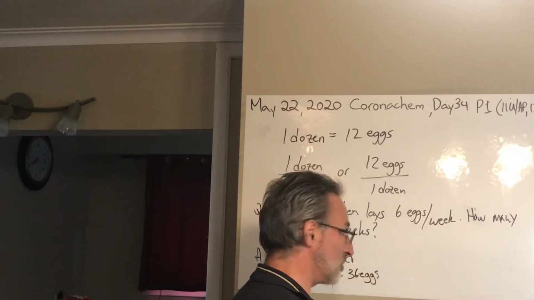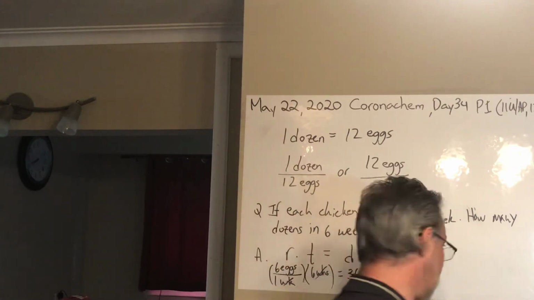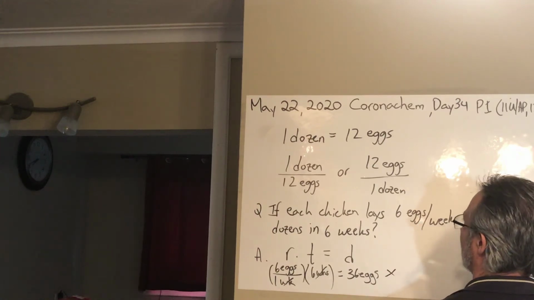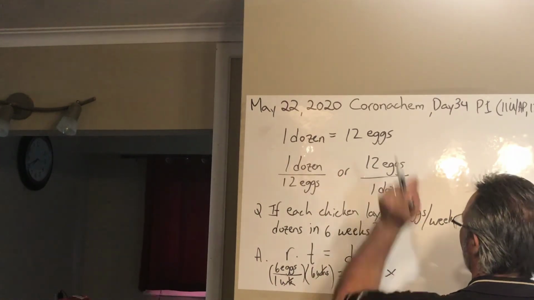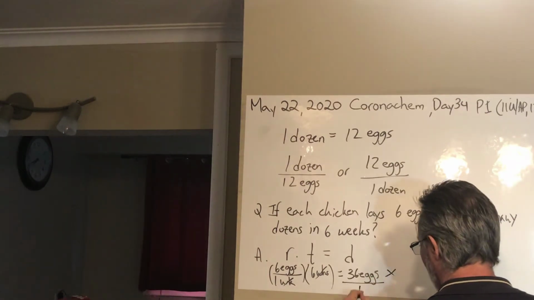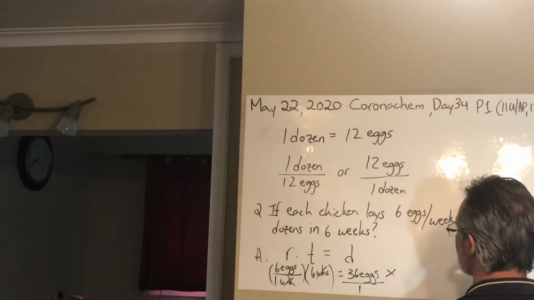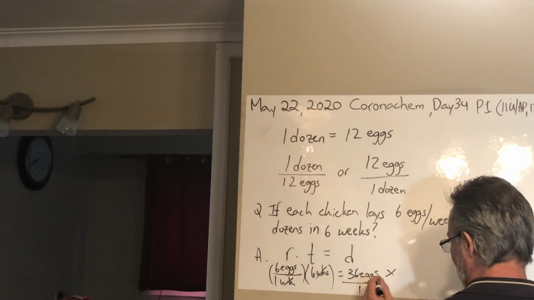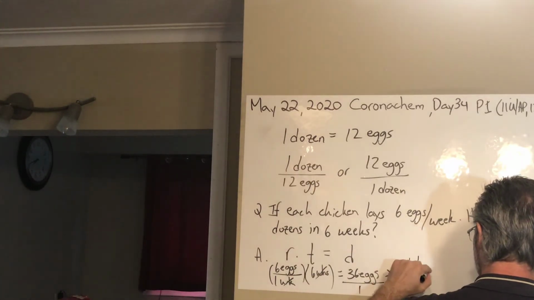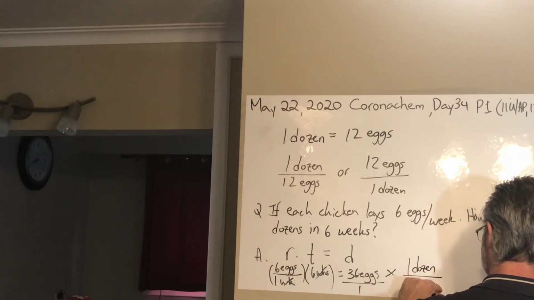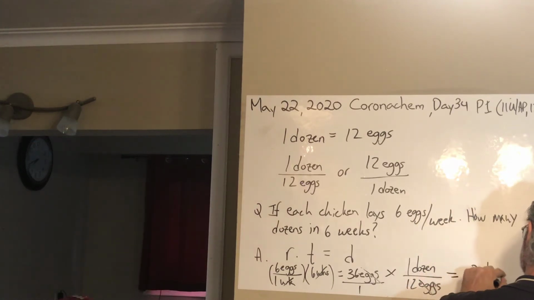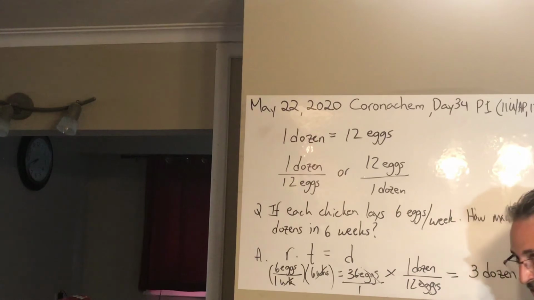Okay, now suppose you were asked how many dozens. Well, 36 eggs times, you got to pick one. Which one are you going to pick? The one where you have dozen on top and eggs on the bottom, or one where you have eggs on top and dozen on the bottom? Well, you want to get rid of eggs, and here it's in the numerator, because you could put this over 1. It's 36 eggs over 1. That's still 36. So if you want to eliminate eggs, you got to put eggs in the denominator. So you're going to use this one. So 1 dozen per 12 eggs. And that gets rid of eggs. So you got 3 dozens.